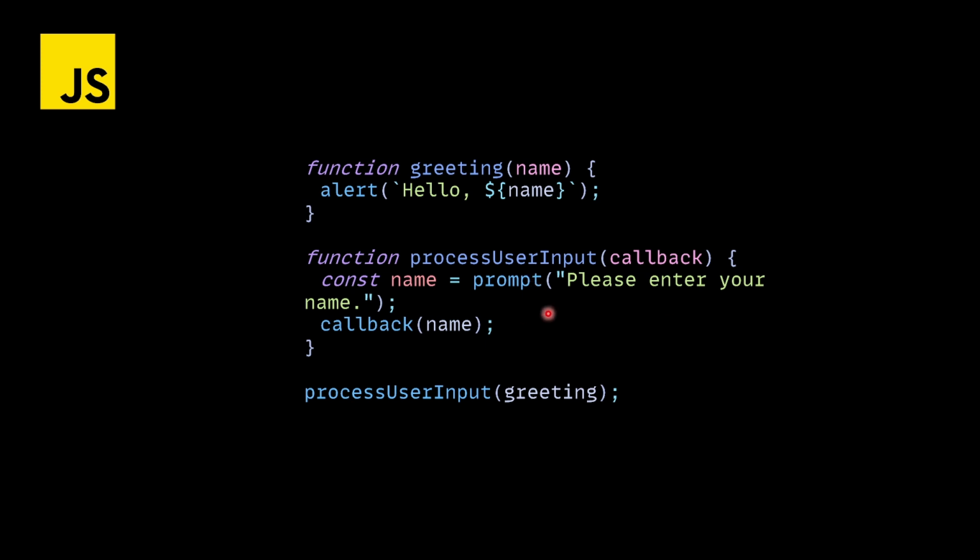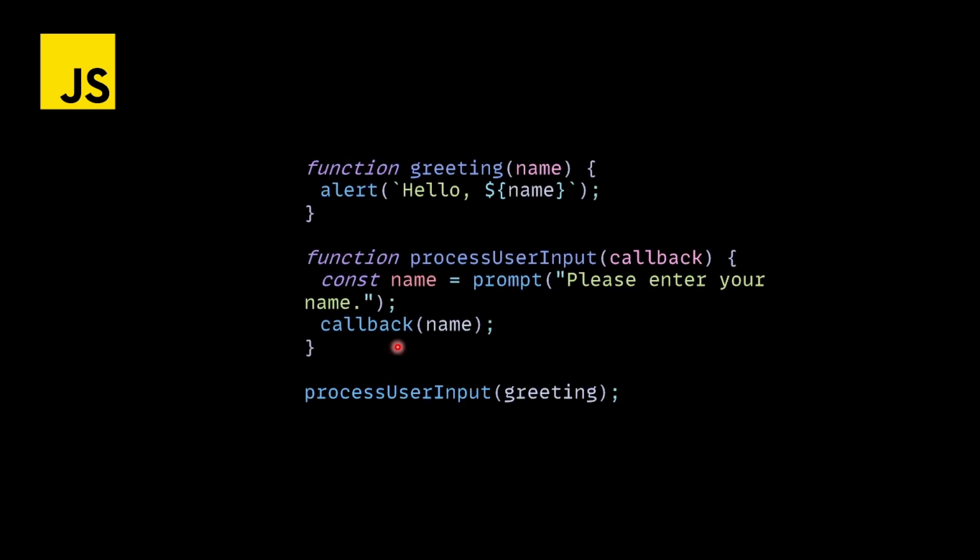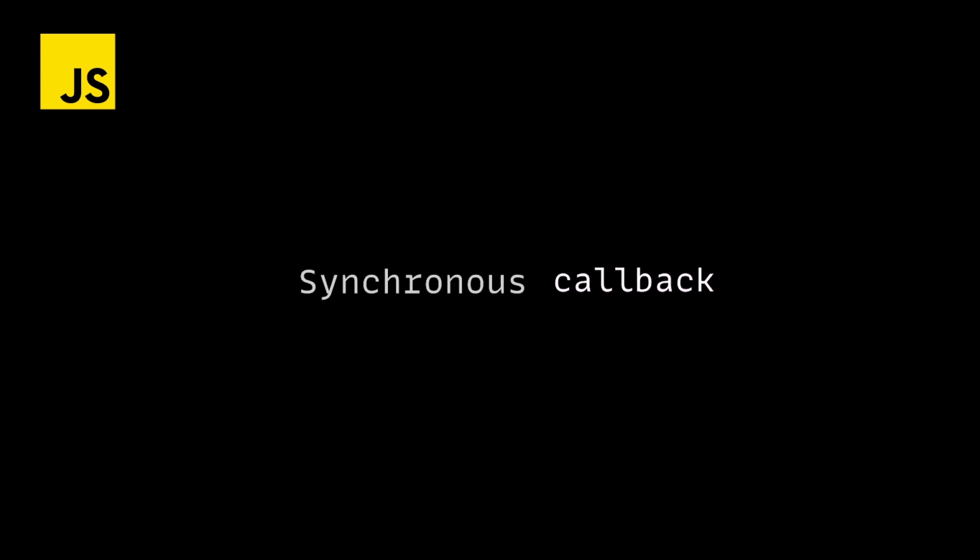And this callback is an example of a synchronous callback because it will be called immediately. So immediately after getting the name, we will call it and then it will alert us. So it doesn't take time to process. So this is what we call a synchronous callback.